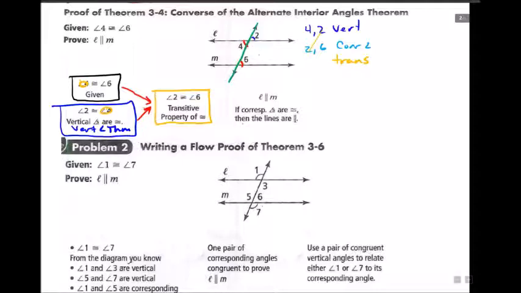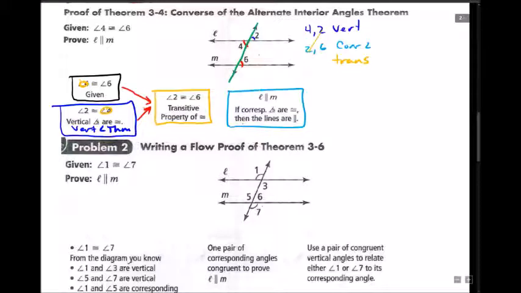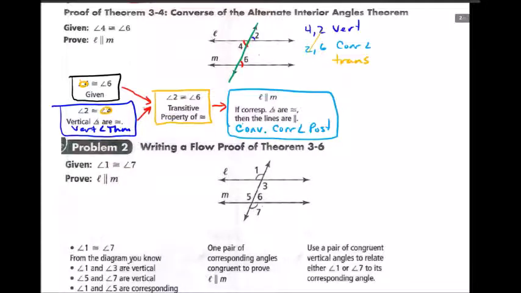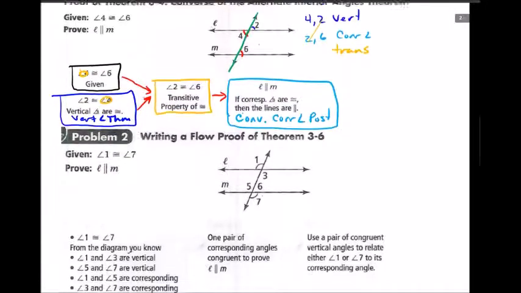And so then the final step says angle 2 and angle 6 are corresponding angles, and if they are congruent, then we can say that our lines are parallel. You can write it out, or you can just say converse of the corresponding angles postulate. Right, so again, a nice short proof. Let's look at another example.